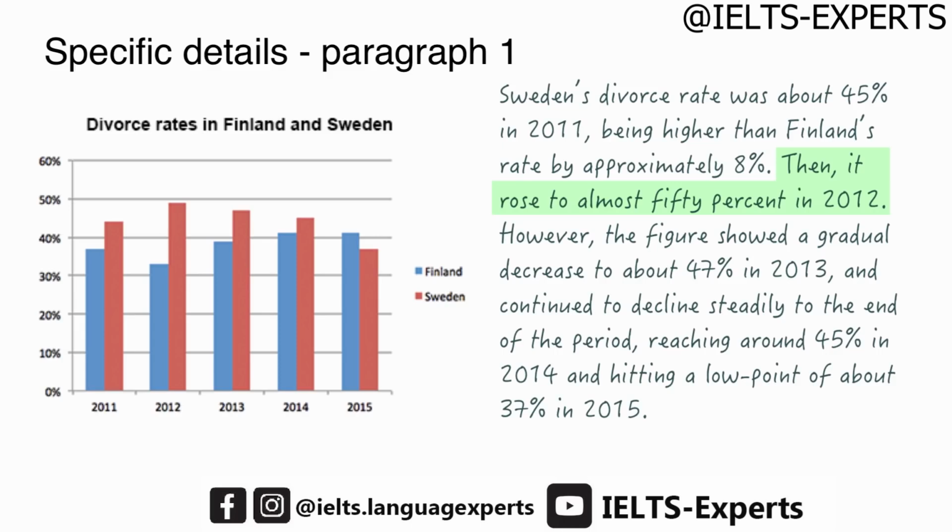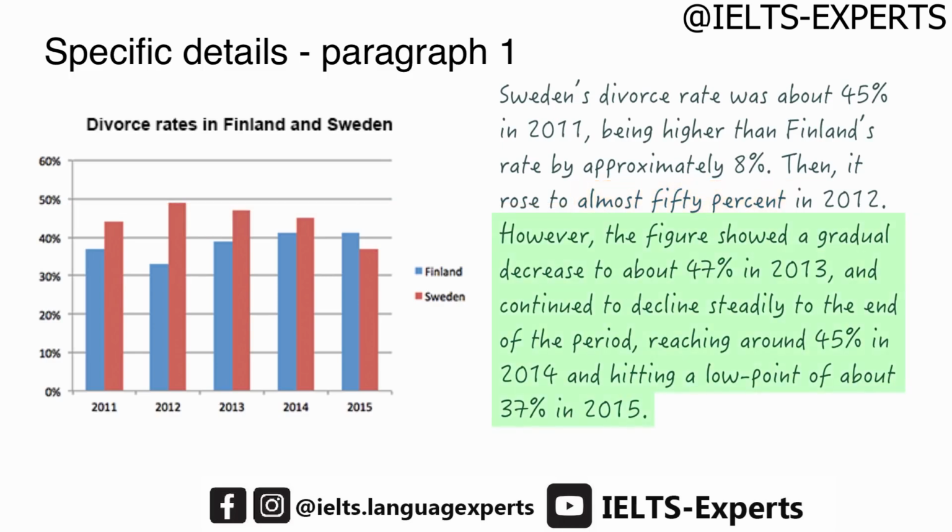You can see from the graph that in 2012, Sweden's rate became higher, so I wrote, then it rose to almost 50% in 2012. Look at how I use the word almost. The rate was very close to 50%, but it did not reach this number, so I wrote almost 50%. It is a very nice technique.